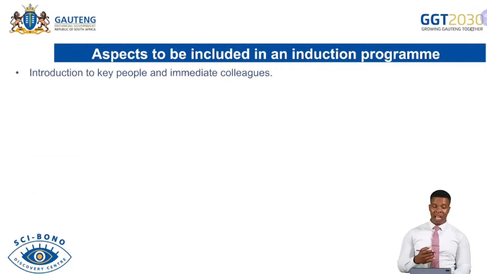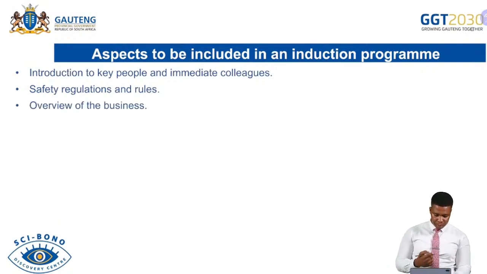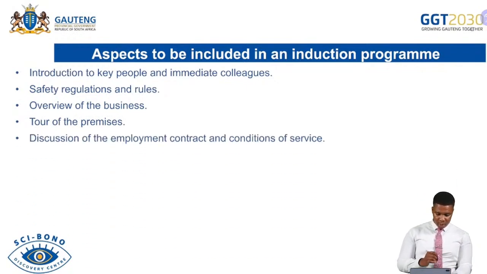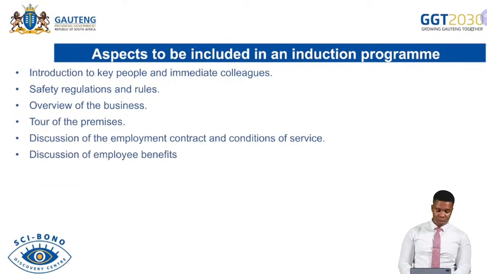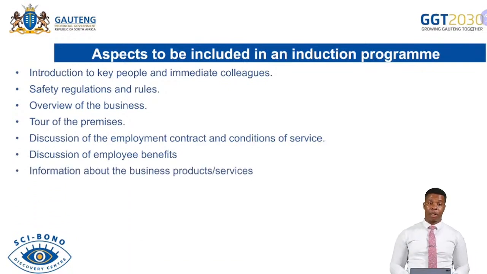This program should include introducing the new employee to key people or immediate colleagues. Furthermore, it should include safety regulations and rules, to say if the business or the building catches fire, what do you do? Or where do you go? It should also include the overview of the business, and the tour of the premises so that they know where the toilets and restrooms are, and so forth. It should include the discussion of the employment contract and conditions of service, and discussing the employee's benefits. And it should also include information about the business products or services that are being offered. So this is what can be included in the induction program.